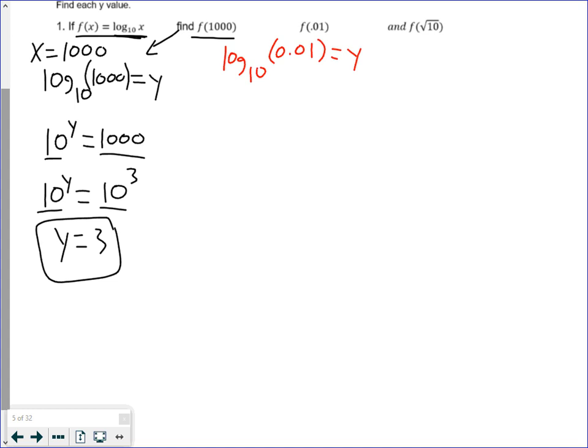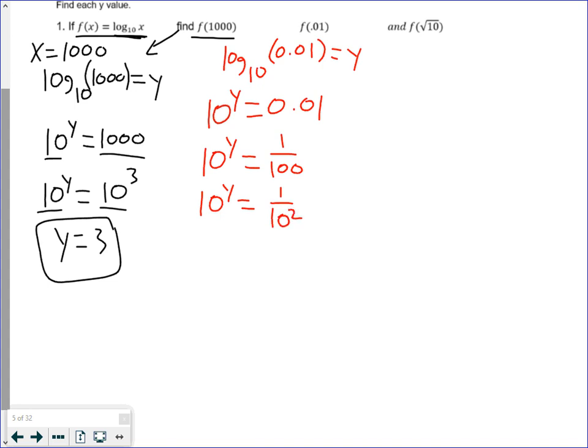And once we plugged in our x and set it equal to y, we're going to change this into exponential form. So we get 10 to the y equals 0.01. So we plug in our x, set it equal to y, change it to exponential form. Now the next thing we need to do is make sure that we have the same base of 10 on both sides. So 10 to the y, that's going to stay the same. We're not going to mess with it. With that 0.01, if we change it to a fraction, it's the same thing as 1 over 100. And 1 over 100 is the same thing as 1 over 10 squared.